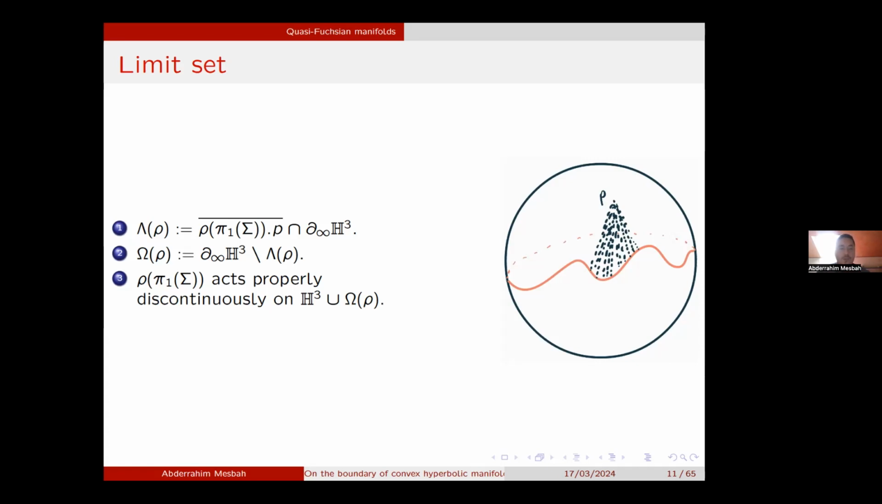And we define the domain of discontinuity to be the ideal boundary of H3, which I recall is S2, minus the limit set. And we know, for people who do hyperbolic geometry, that in this case the representation acts properly discontinuously on H3 union the domain of discontinuity. In other words, the representation acts properly discontinuously on H3 with the ideal boundary minus the limit set. So we just need to remove the limit set to be able to talk about the quotient.